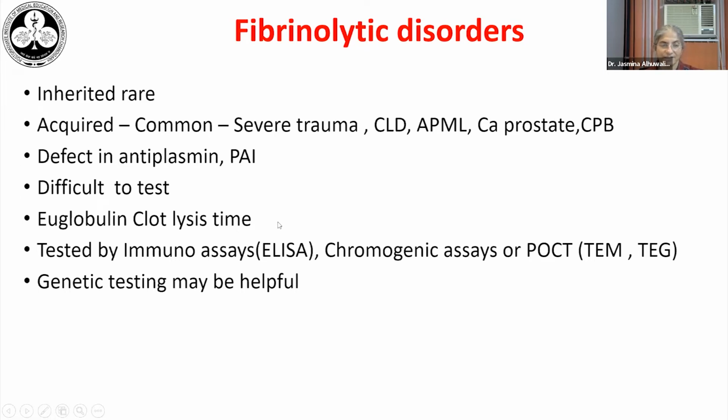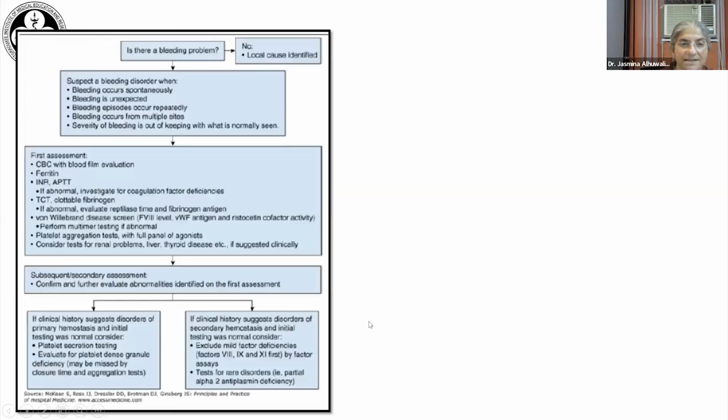The test usually done for this is euglobulin clot lysis time, but the other modalities to test are immunoassays for antiplasmin or plasminogen activator inhibitor, by doing an ELISA or a chromogenic assay, and some point of care test instruments like the TEG or the TEM may show characteristic patterns indicating a fibrinolytic state. But these are not specific or diagnostic for any of these disorders. So in these situations, one may have to resort to genetic testing.